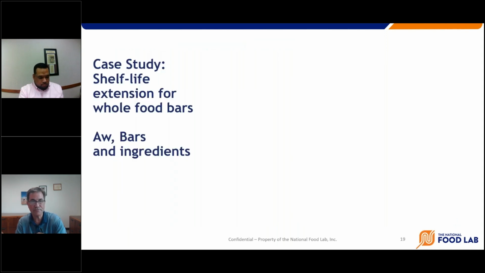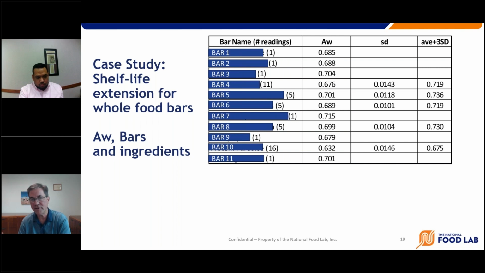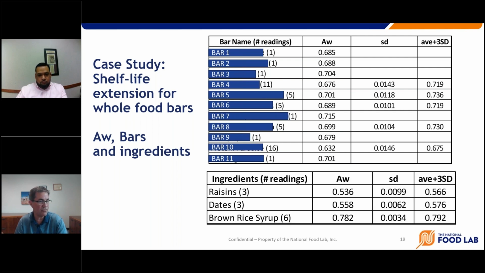So what do we do next? We take a look at their product line. Let's see where they sit. Let's see what type of water activity they have. As you can see, there's one that's nice and low at 0.632. Most of the bars are 0.68, 0.7, fairly high, certainly below the microbial threshold, but not well below the yeast and mold threshold. We took a look at specific ingredients, and you can see here that the brown rice syrup is way too high, 0.782. They also had dates and raisins.